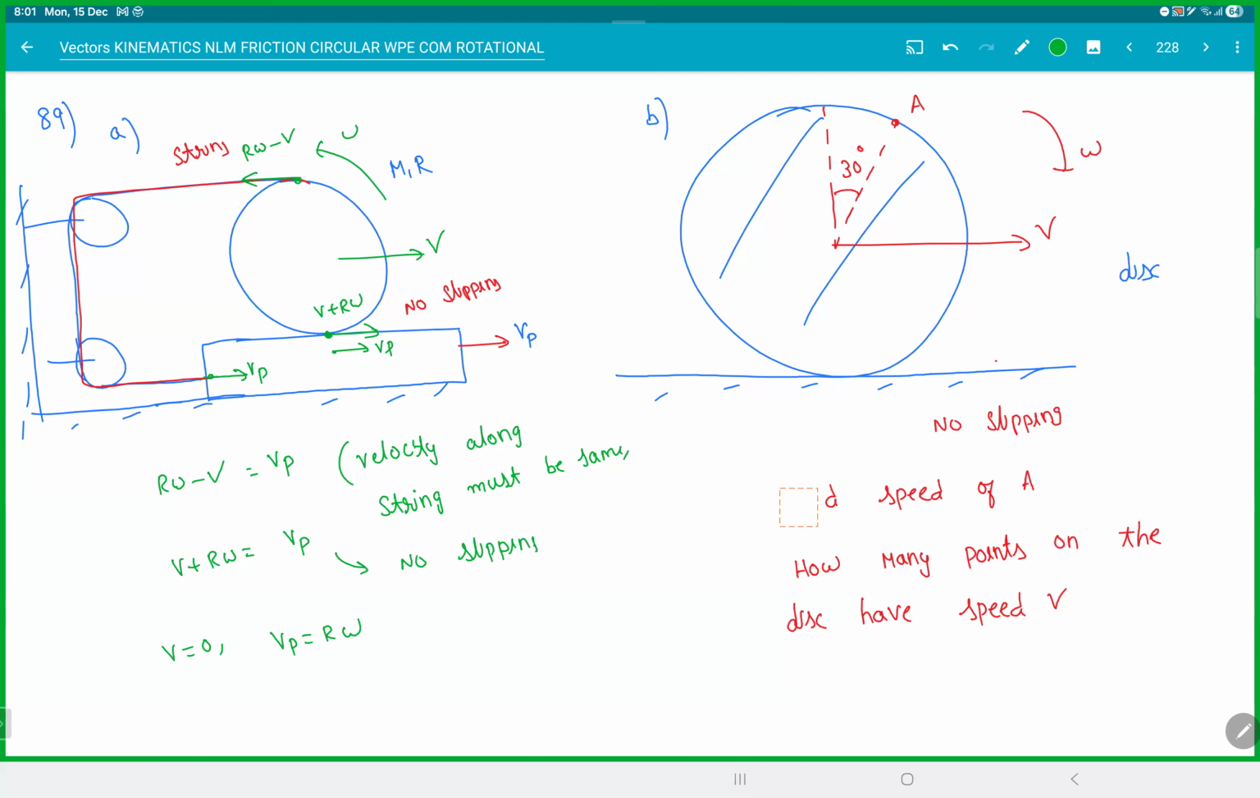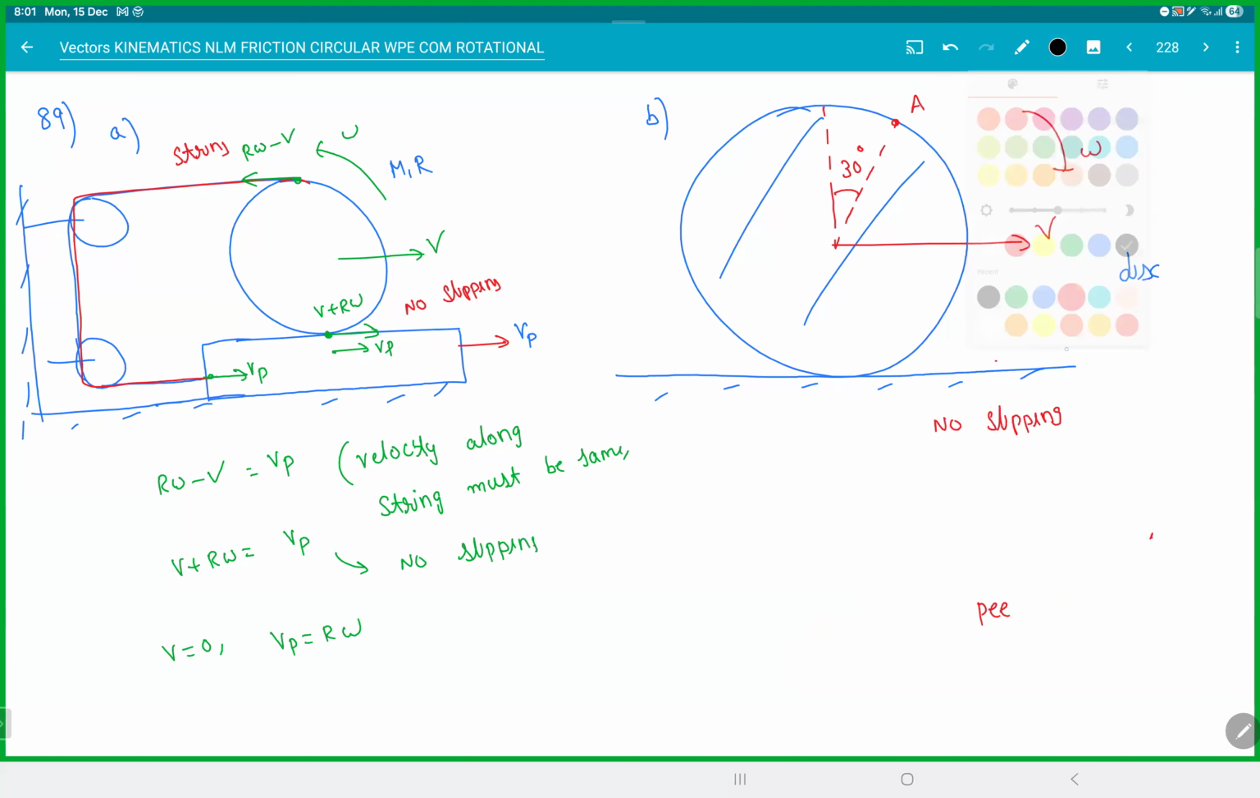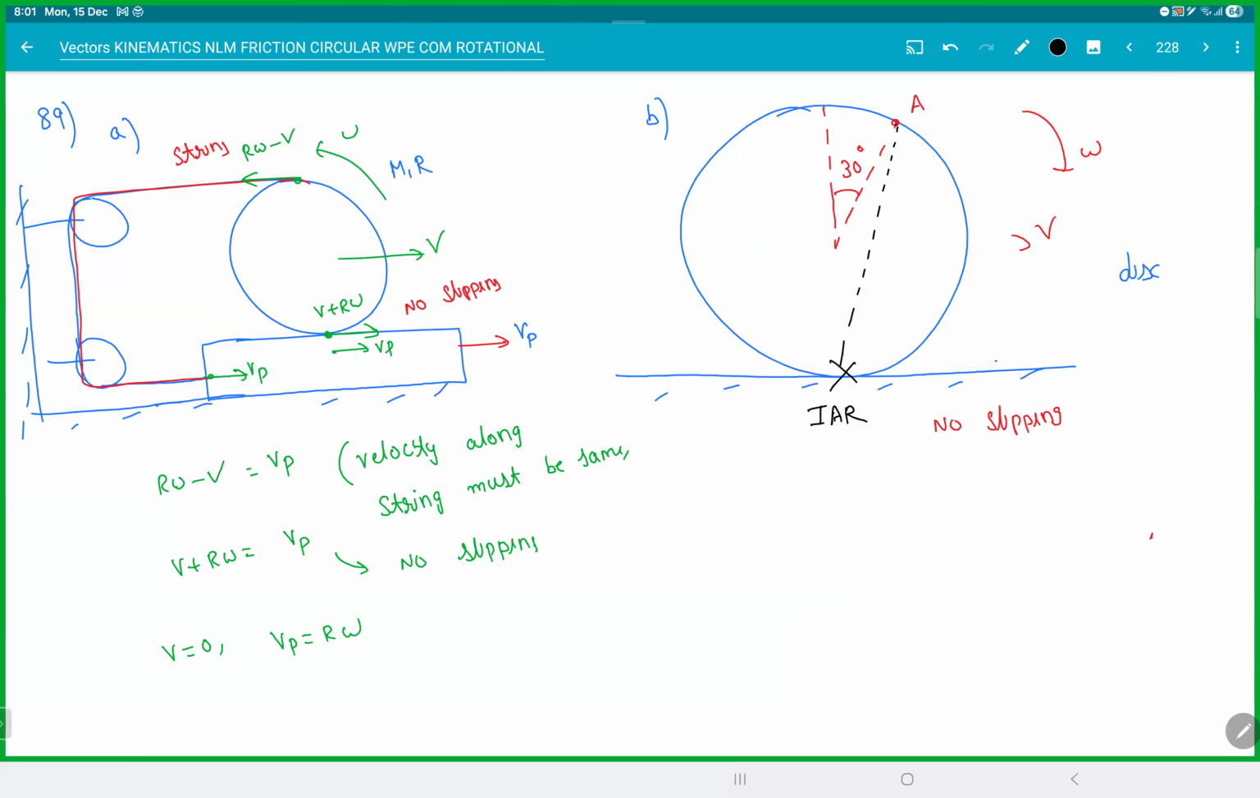And what about this thing? IAR. If you remember, we have done this before. Go stand on the IAR. The bottommost point is the IAR. So all you want is this distance of the black line. That's 30. So this is 120. So drop a bisector. This will become R root 3. Then the speed of A will be R root 3 omega.